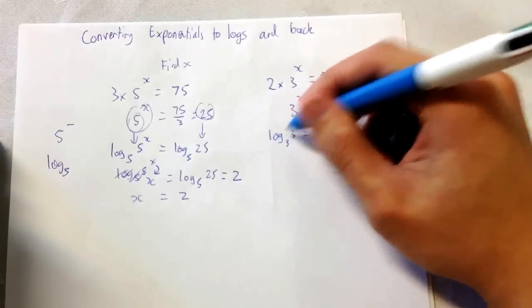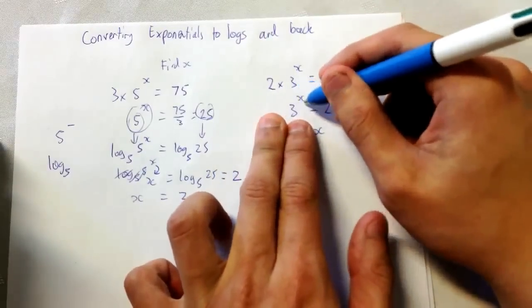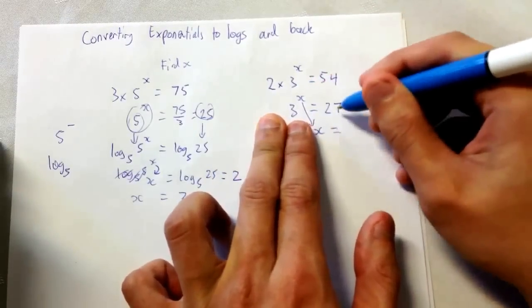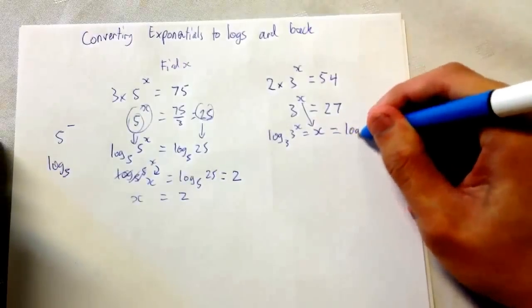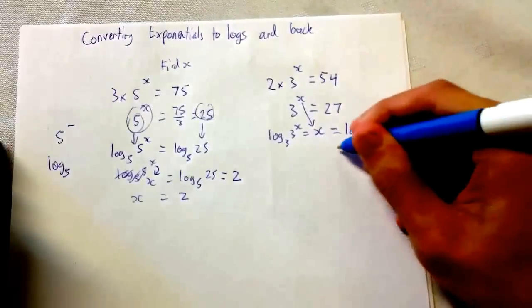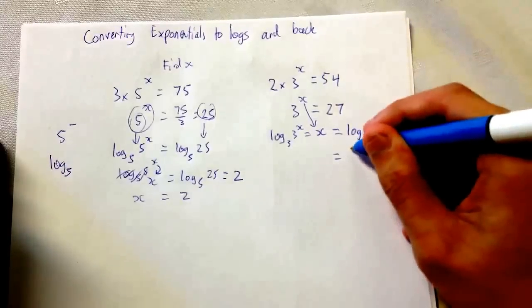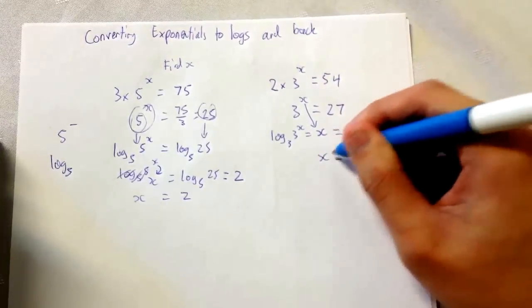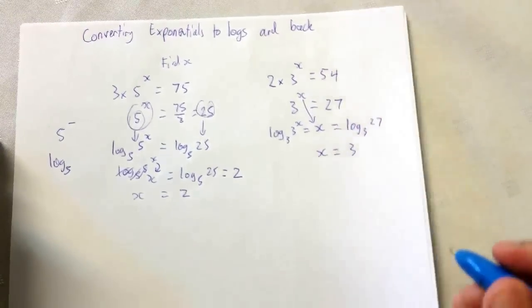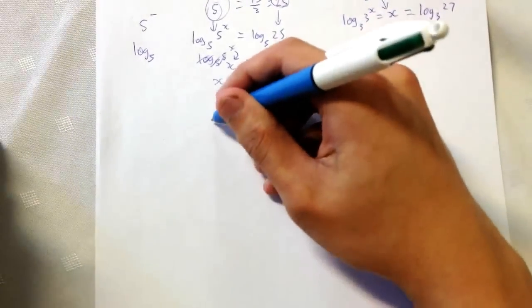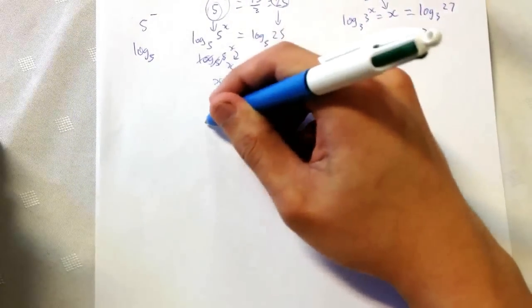In fact, we don't even need this step. I could just go log 3 of this, the x just comes straight down. But then we have to log 3 the other side as well. So therefore we can ask now, 3 to the power of what equals 27? 3 to the power of 3 equals 27, and x equals 3. So it's not that hard. I'll let you try this one.